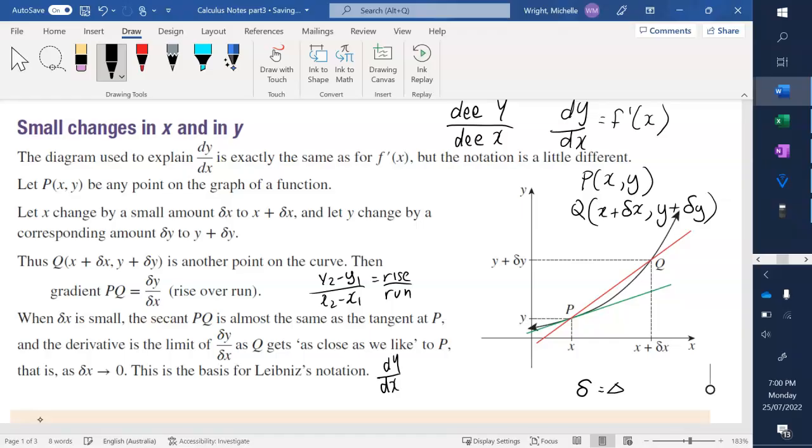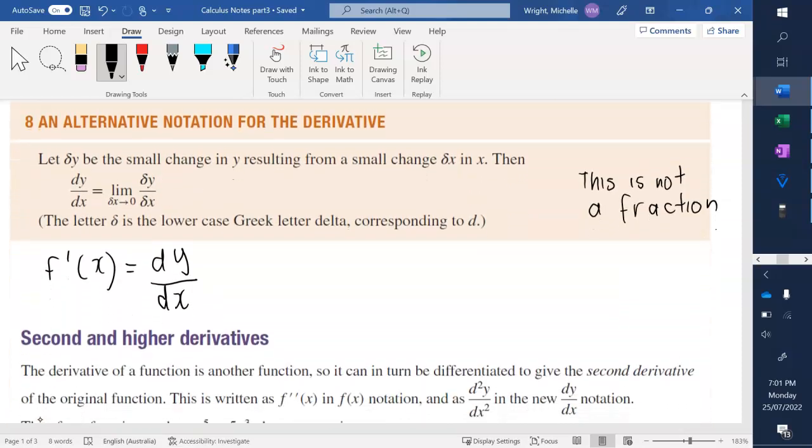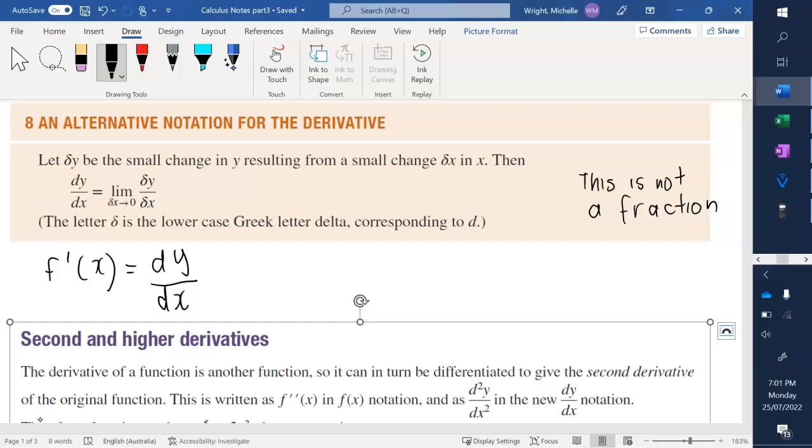Now, you don't need to fully understand what's happening here so much. We can get through with just understanding what dy dx means in terms of the gradient of the tangent at the point. But this is where it comes from, and I know a lot of you would like to understand that. But that's where our little delta x and our delta y's come from. Okay, so let's have a look here.